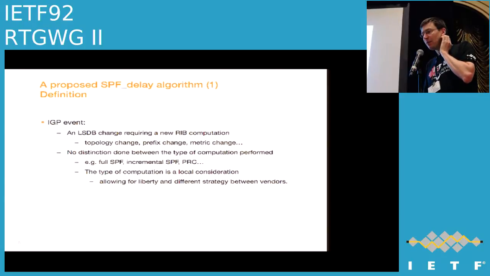Let's begin with a definition. We will call an IGP event a change of the link state database which requires a new computation of the route. Whatever the change, it could be a topology change, a prefix change, a metric change. And also we don't make any distinction between the type of computation which is run. You can do a full SPF, an incremental SPF, or a PRC. It doesn't matter. It's a local consideration, which is good because it gives freedom to each implementation to do the type of computation they want according to their own choice.